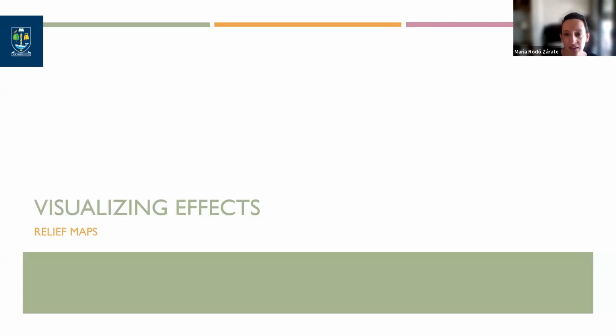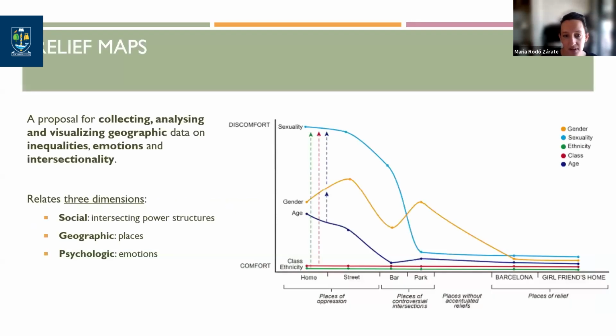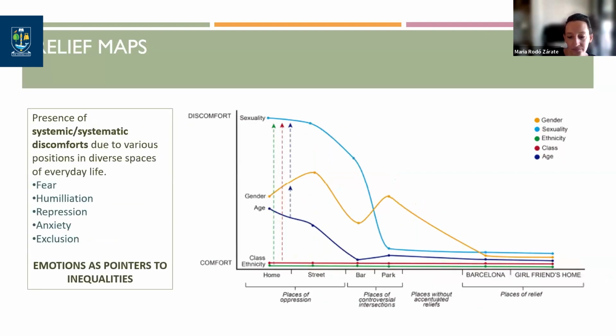So now in relation to the effects I mentioned, I will present the relief maps model specifically. The relief maps are a proposal that I created some years ago for collecting, analyzing, and visualizing geographic data on inequalities, emotions, and intersectionality. It is an example of it, and as you can see, it shows these three different dimensions. The social one, intersecting power structures, which would be the lines in different colors. The geographic, which are the places in the x-axis, and the psychologic, which are the emotions that go from comfort downwards to discomfort upwards.